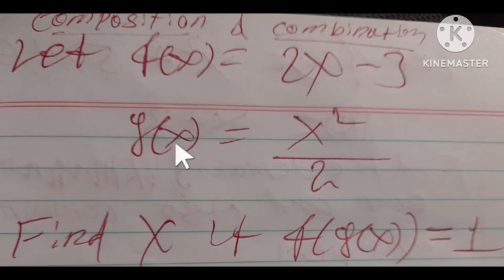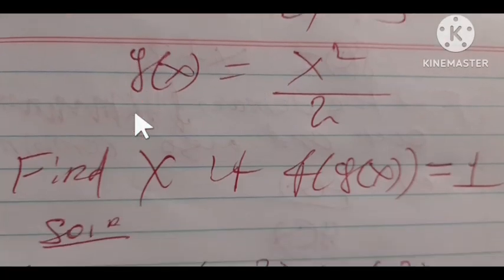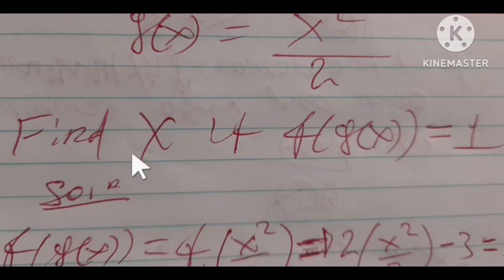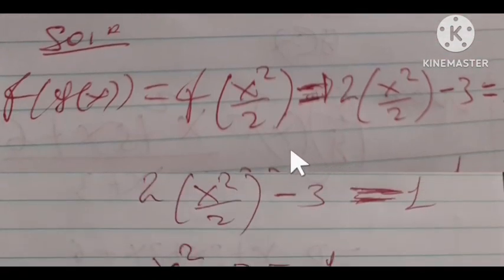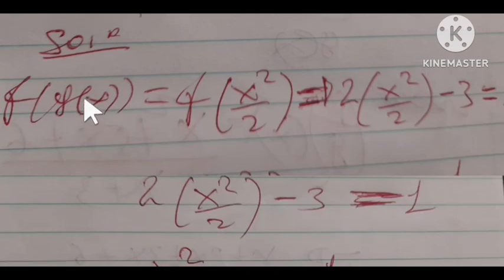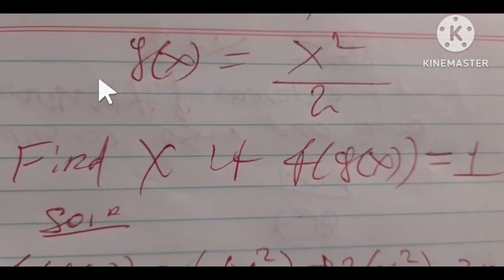3 and g of x is x square over 2. Then the question is: find the variable x if the composition of f of g of x, meaning that f of x is composed by g of x, is 1. Now, f of g of x: the variable x is substituted by g of x, and the given g of x is x square over 2.